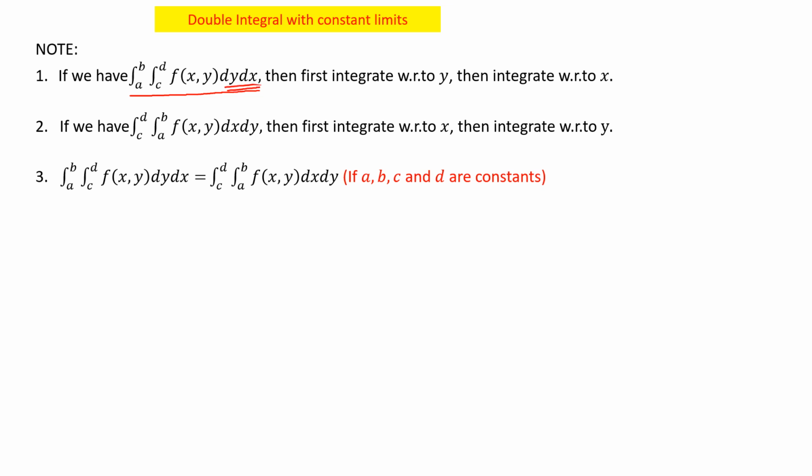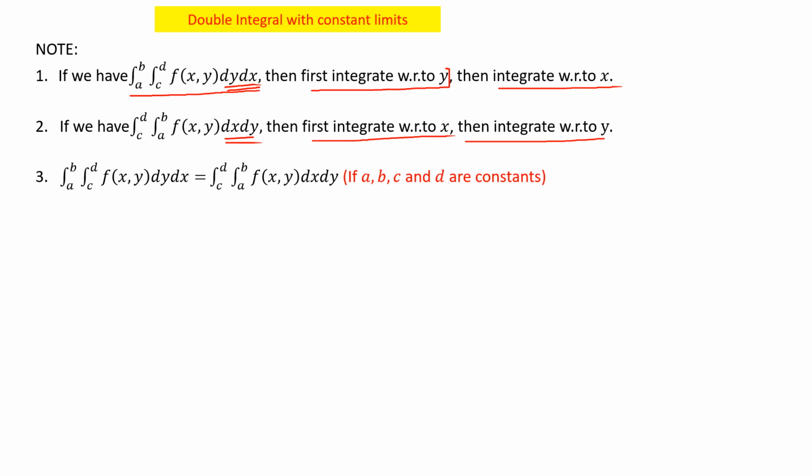If it is dy dx, then I have to integrate the function first with respect to y. Then the result again we have to integrate with respect to x. Suppose if it is vice versa, say for example I have dx dy, then first we have to integrate with respect to the variable x, then the result again we need to integrate with respect to y.